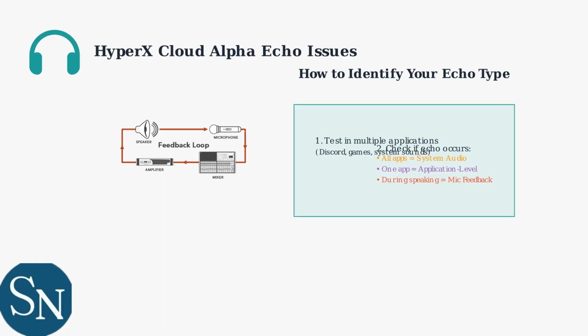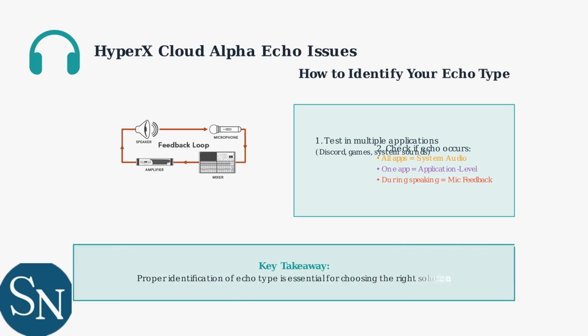Understanding the audio signal flow helps identify where the echo is being introduced. The signal travels from your microphone through various software layers before reaching other users, and echo can be introduced at any point in this chain. Identifying the specific type of echo you're experiencing is the crucial first step in solving the problem. Once you know whether it's microphone feedback, system audio, or application-level echo, you can apply the targeted solutions that will be covered in the next section.